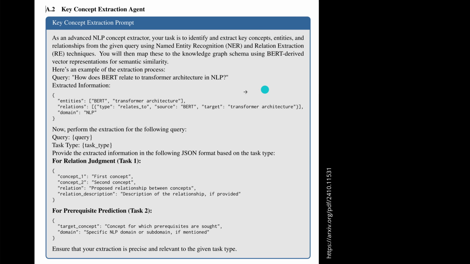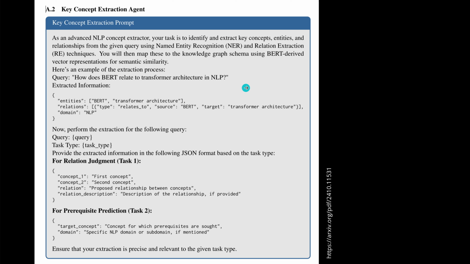Now it gets interesting, because now we have the key concept extraction prompt. And this is the official real prompt. And they say, you are an advanced concept extractor, whatever this means, okay, your task is to identify and extract key concept entities and relationships from a given user query, using our old friends, named entity recognition and relation extraction techniques that we know now for dozens of years. And you will then map these to the knowledge graph schema using BERT-derived vector representations for semantic similarity. And they give examples, and beautiful.